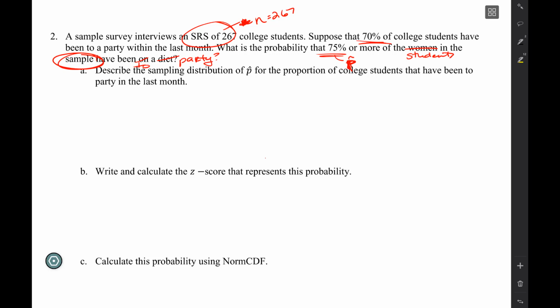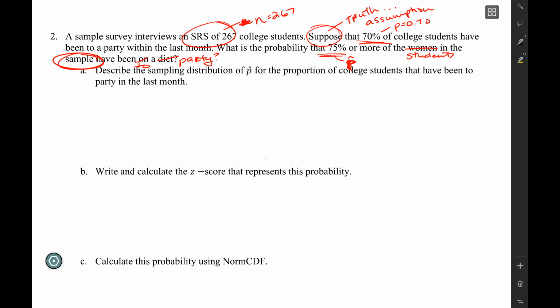Now, the other thing I can see is that we are supposing that 70% of college students have been to a party. So this is a very common thing that we have to do, is we have to make an assumption about what is true. It's a claim or something like that. So anything that references a claim or an assumption is going to be considered truth.